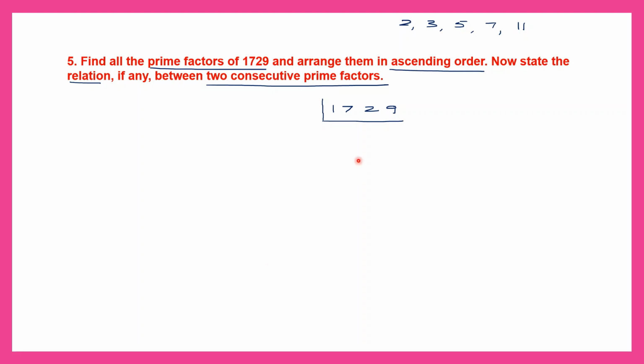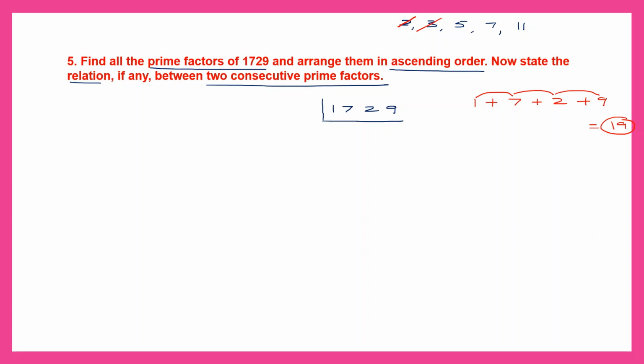Now, is this number divisible by 2? The last digit or the digit in the ones place should be an even number, and 9 is not an even number. That means this is not divisible by 2. Is it divisible by 3? What is the test for 3? We have to add up these digits. So let's add up 1 plus 7 plus 2 plus 9. 1 plus 7 is 8. 8 plus 2 is 10. 10 plus 9 is 19. And 19 is not there in the tables of 3. So it's not divisible by 3 also.